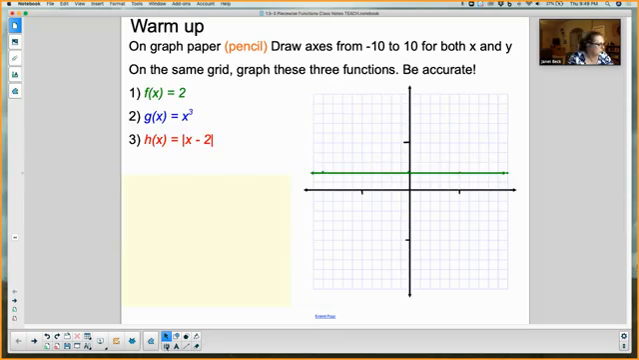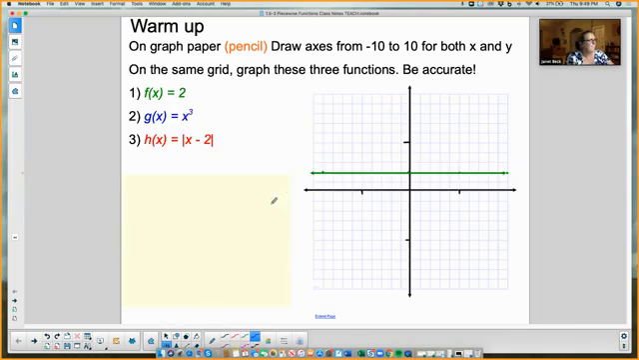And for your blue one, this one's much more fun. Blue pen. Okay, g of x equals x cubed. So whatever your x value is, you cube it. Well, 0 cubed is 0. 1 cubed is 1. 2 cubed is 8. Ooh, I'm going to go all the way up there. -1 cubed is -1. And -2 cubed is -8.